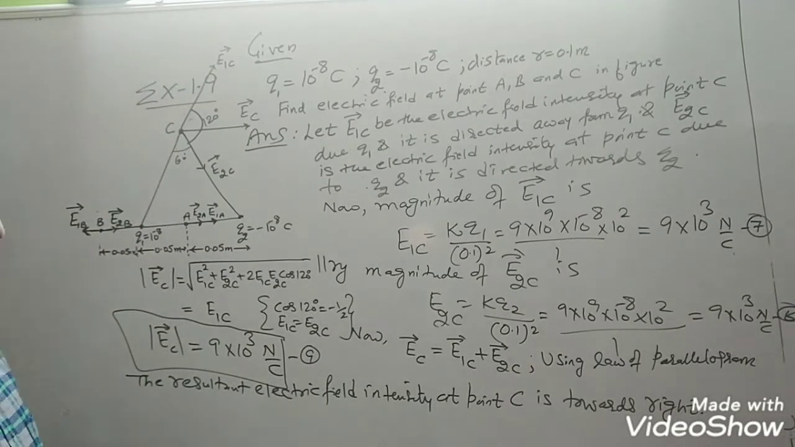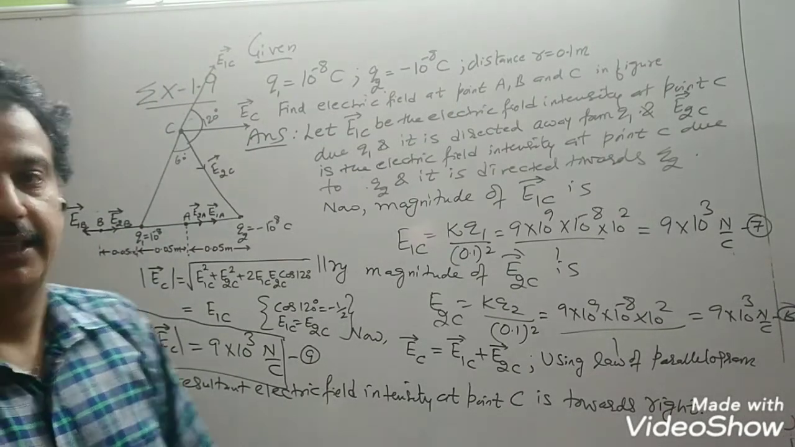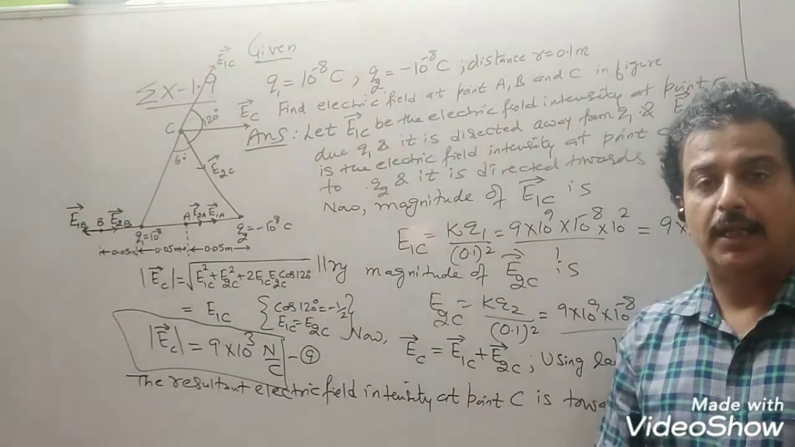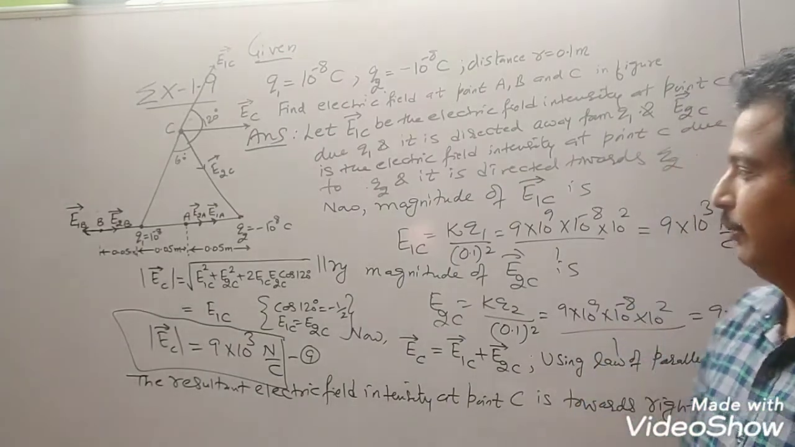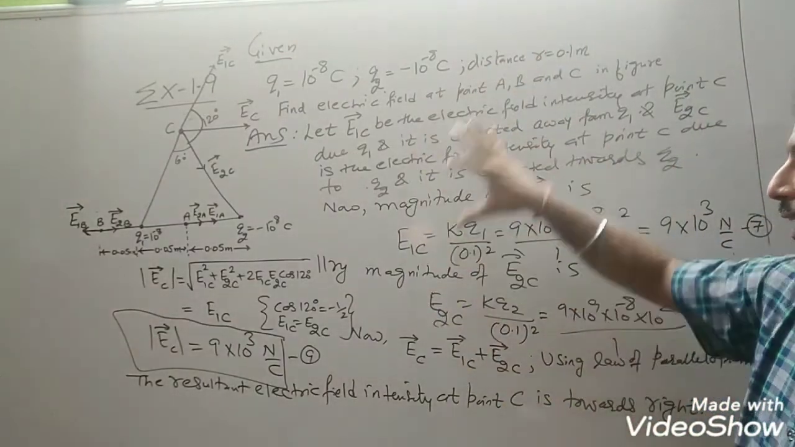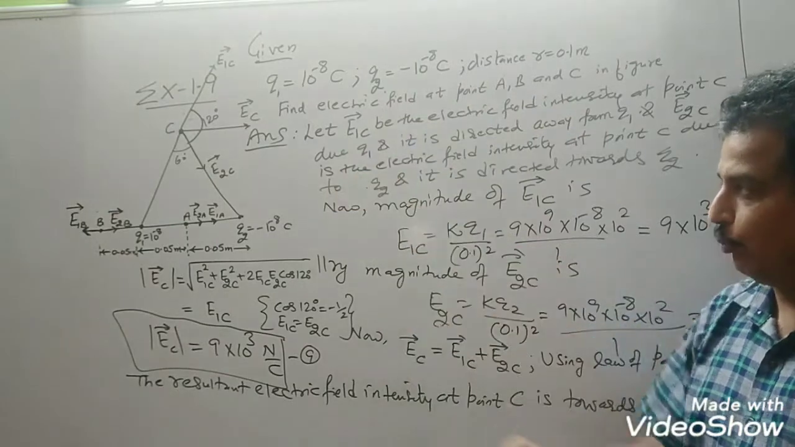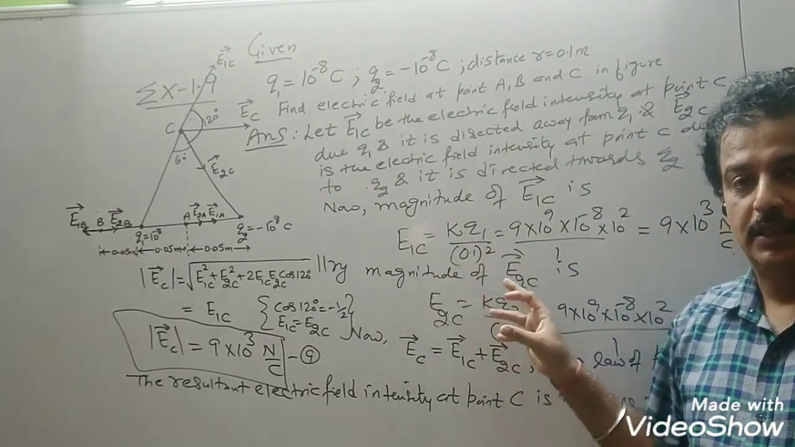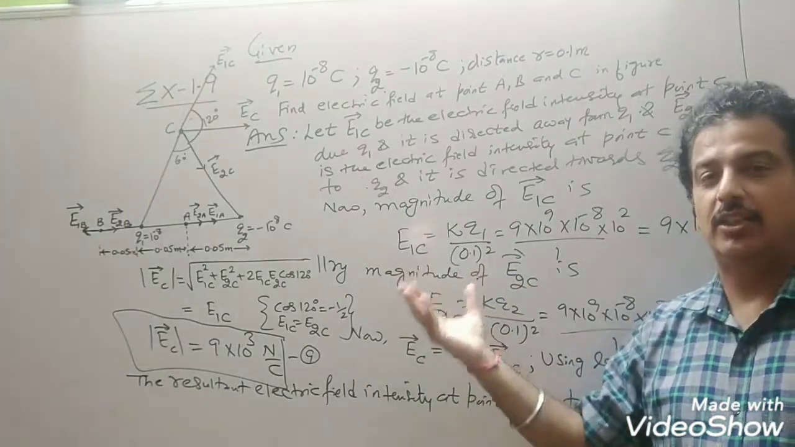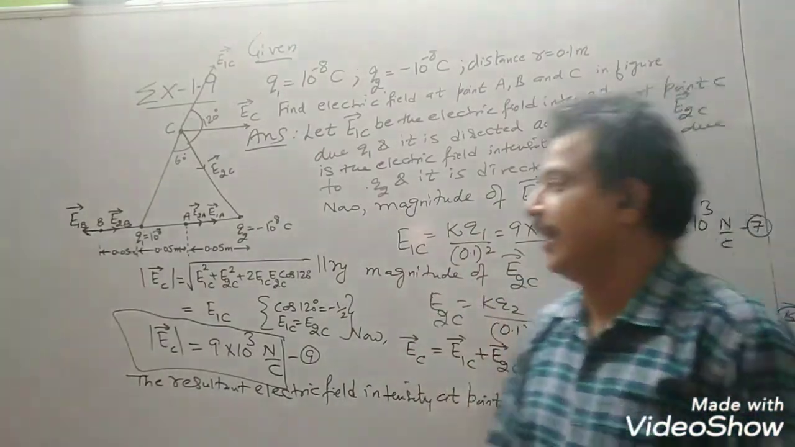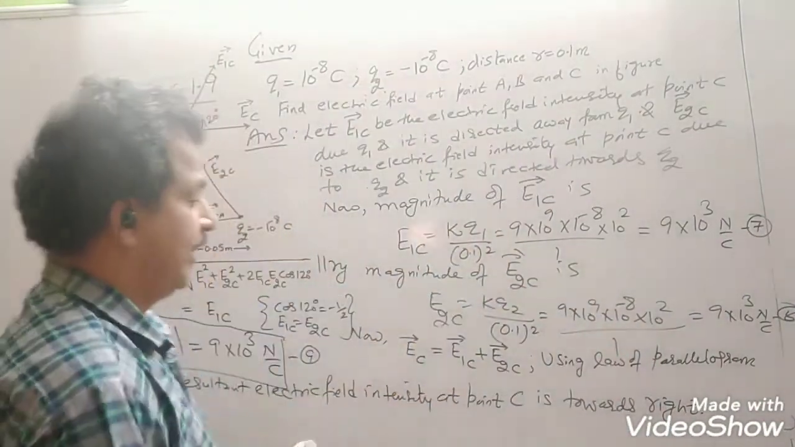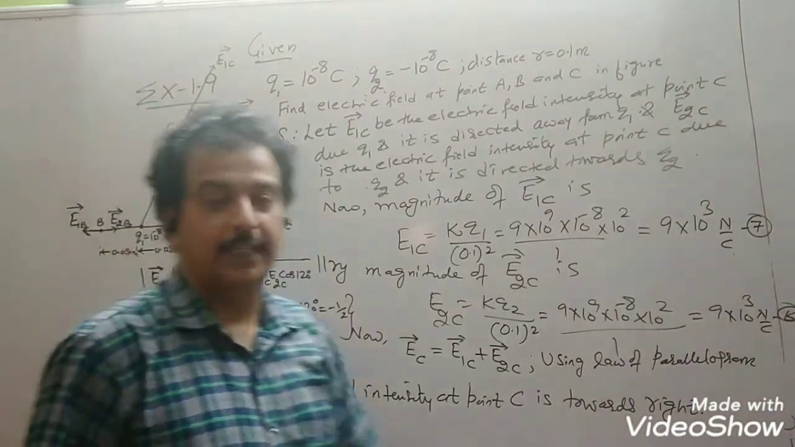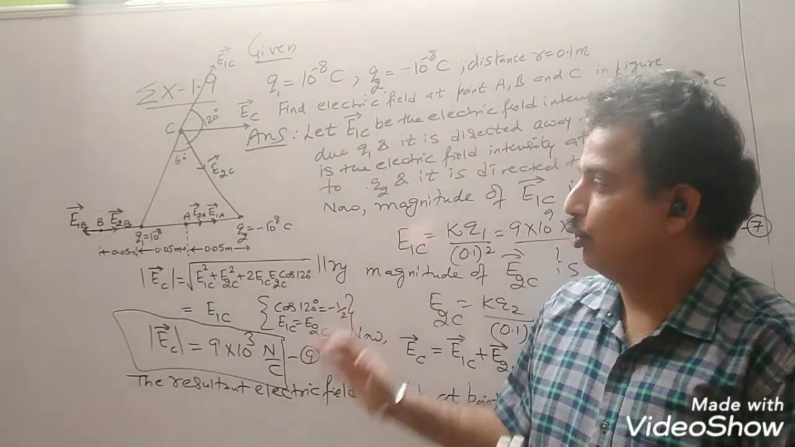So this is our example 1.9, almost similar to example 1.6 and 1.7. Simple: place a test charge at the respective points, see their direction, write the magnitudes. If both the fields are in the same direction, you have to add them. If they are in opposite direction, you subtract them. And if they make an angle, use the law of parallelogram. So this is example 1.9 for today's topic.